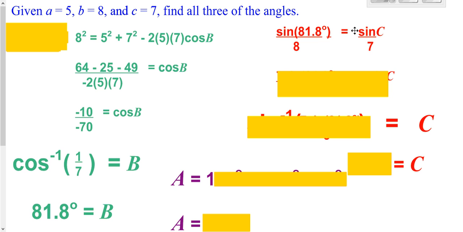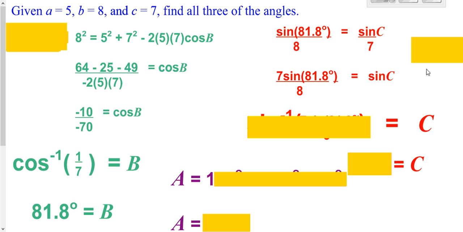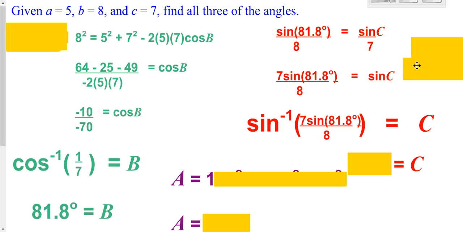Then I have to try to get C by itself, so I have to undo the dividing by 7. Then I have to undo my sine. To undo sine, that's my sine inverse. So now I have my calculator-ready form. I type it into my calculator and I get a decimal approximation of 60 degrees.